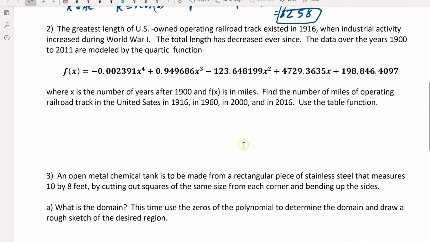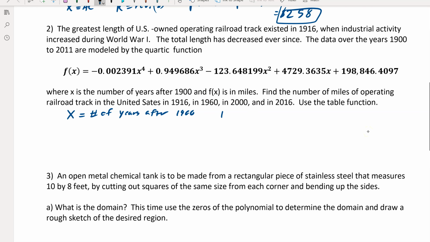All right, let's try another one. So it says the greatest length of U.S.-owned operating railroad track existed in 1916 when industrial activity increased during World War I. The total length has decreased ever since. The data over the years 1900 to 2011 are modeled by the quartic function, because we have a degree 4, where x is the number of years after 1900. So we should write that. X is the number of years after 1900. Find the number of miles of operating railroad track in the United States in 1916, 1960, 2000, and 2016. Use the table function.